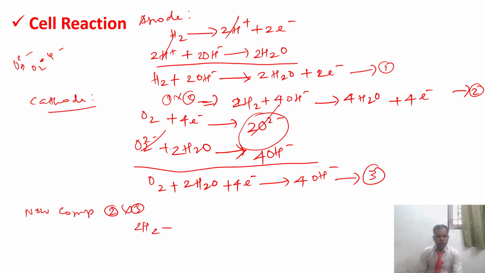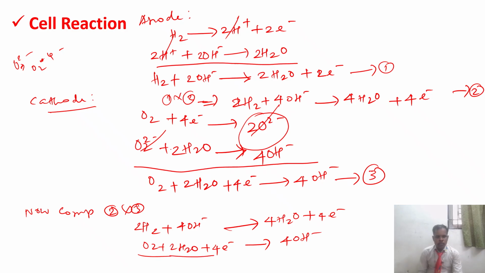What is the 2? 2H2 plus 4 OH minus gives 4H2O plus 4 electron. Then what about the third one? O2 plus 2H2O plus 4 electron gives 4 OH minus. Now we cancel the common terms. What are the common terms? Here 4 electron, here 4 electron cancel. Here 4 OH, here 4 OH cancel. Here 2H2O, here 4H2O, so here 2H2O. So what is the overall reaction?